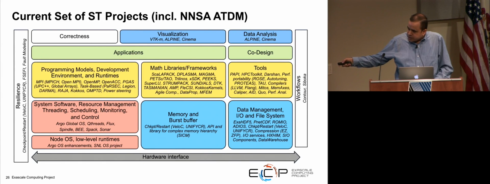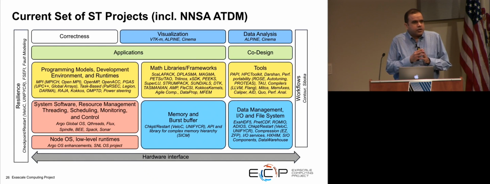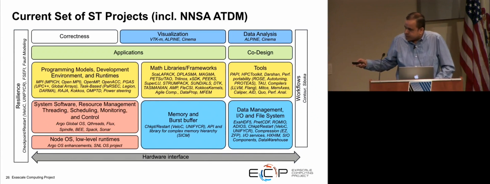And Unify CR is a Livermore-led project that is building a sort of a user-level file system for burst buffers. These systems will have burst buffers, so that'll provide a way for users to get their data out of the burst buffers easily. It's a user-level file system type thing.